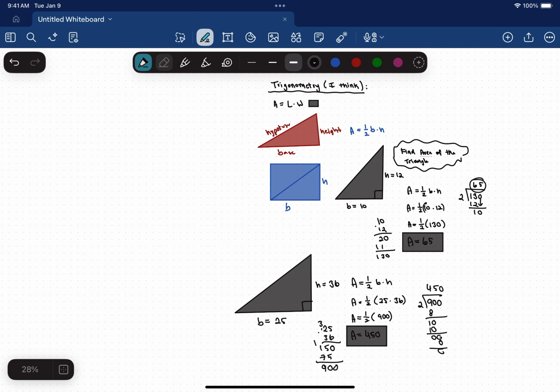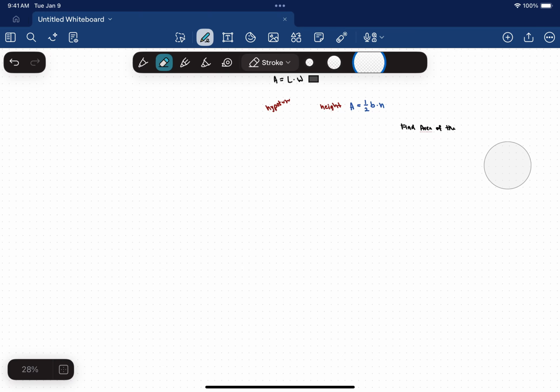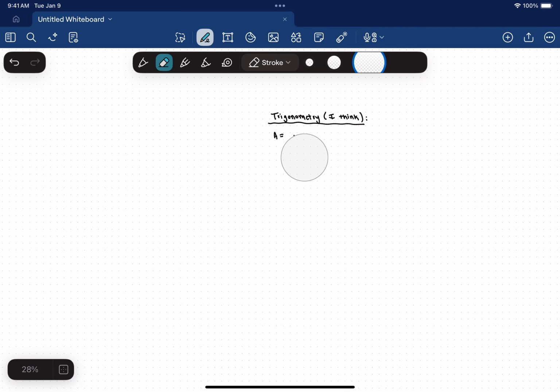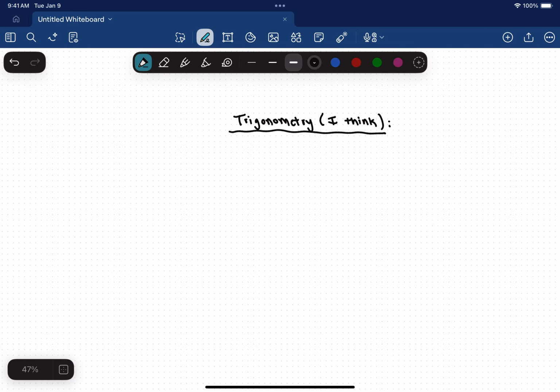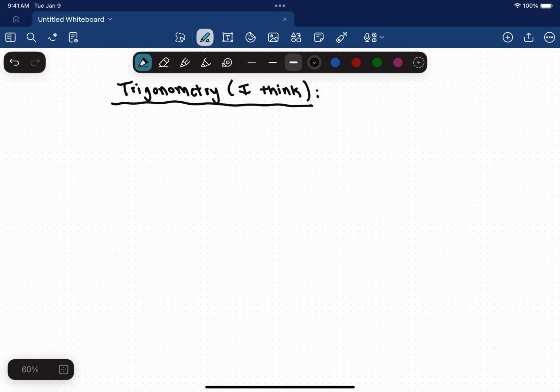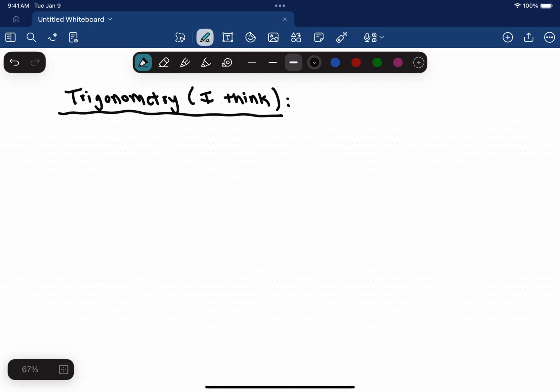Now, speaking of triangles, we are going to go over this little thing. Keep in mind this is just going to be a summary. I may screw up a bit because it's been a while since I did trigonometry as an actual class. So I'll try my best to remember.